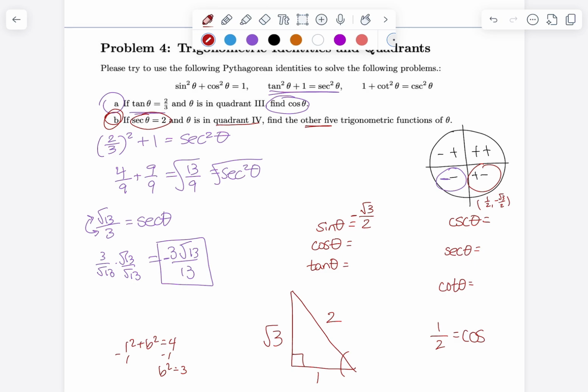So then now we can do negative root 3 over 2, 1/2, and then negative root 3, and then all quadrant 4, so we know it's positive cosine, negative sine. And then cosecant, negative 2 root 3 over 3, secant 2, and then cotangent, we just need to rationalize, so negative root 3 over 3.